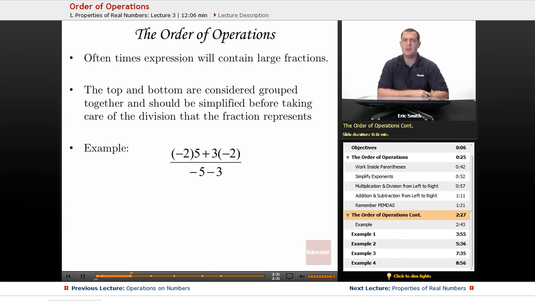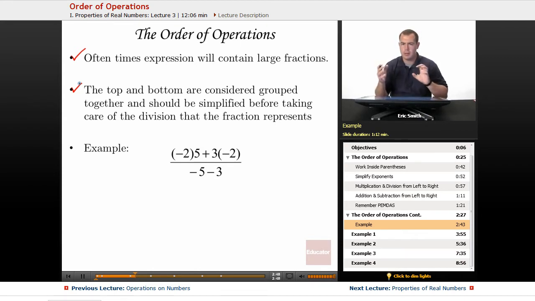Oftentimes you'll deal with a large expression that has, say, a fraction in it. Even though you might not see some grouping symbols, think of the top and bottom as their own group. That means work to simplify the numerator and get everything together up there, and work to simplify your denominator, get everything together down there, before really continuing on with the simplification process.